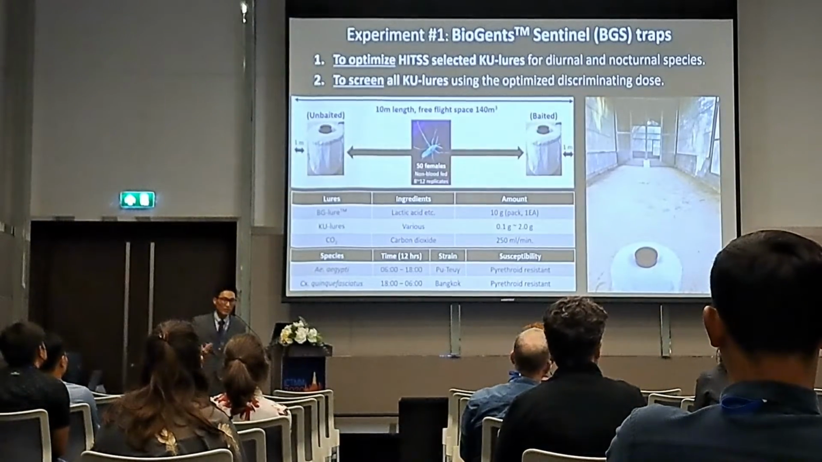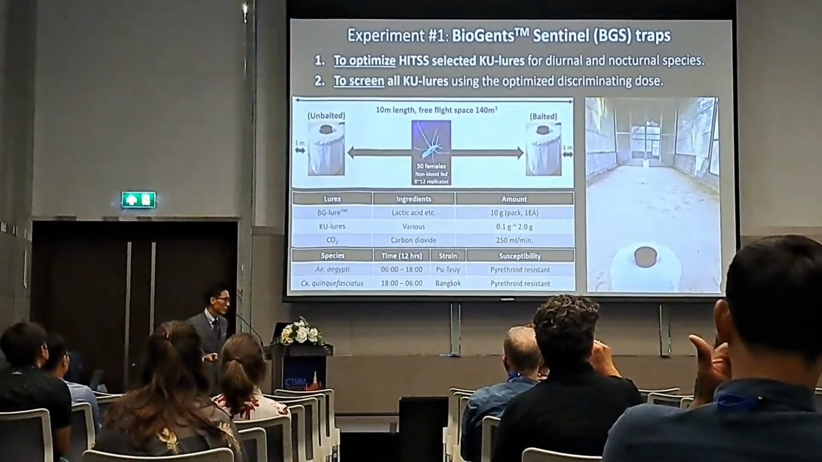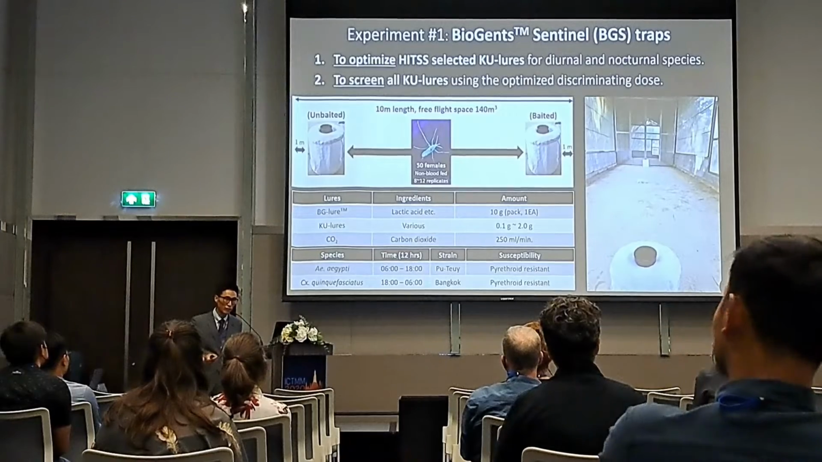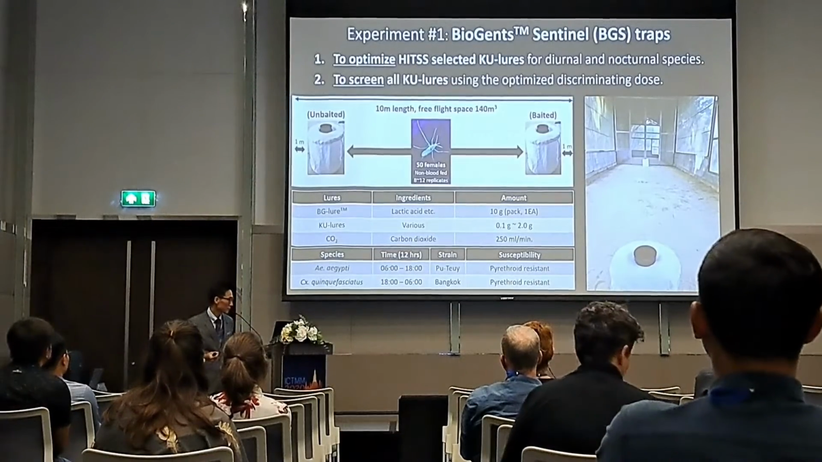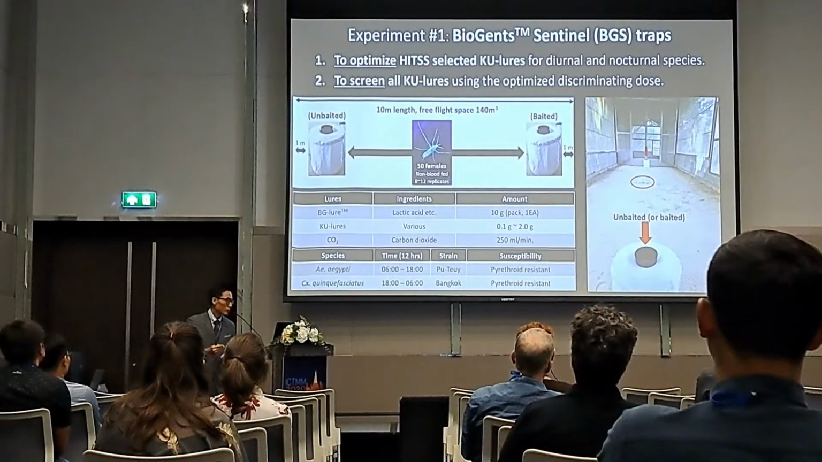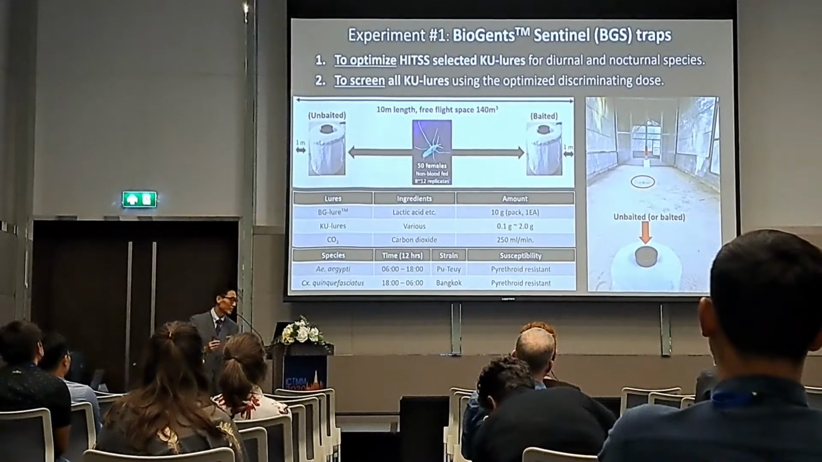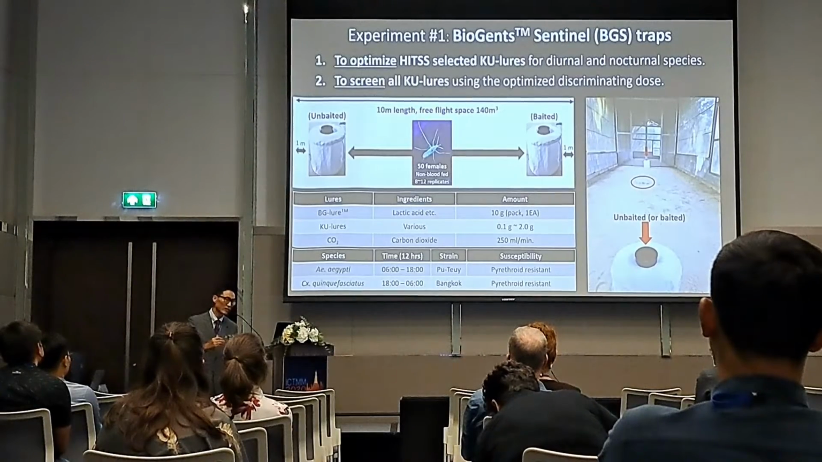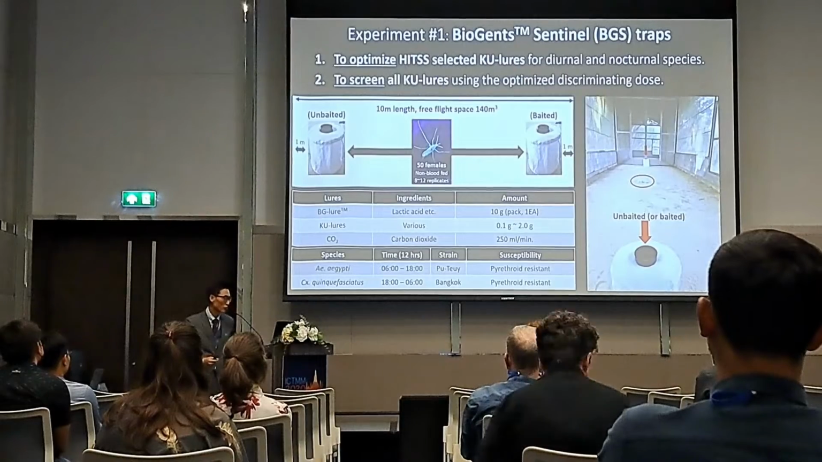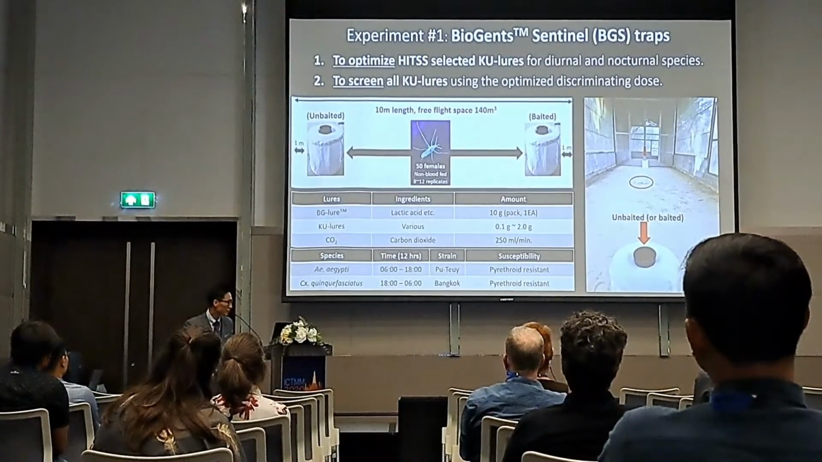So this is the testing setup for the BGS trap. I tested using Aedes aegypti for the daytime and also Culex quinquefasciatus for the nighttime. I released 50 female mosquitoes in the middle and put the BGS traps 10 meters apart from each other and rotated them to avoid location bias.